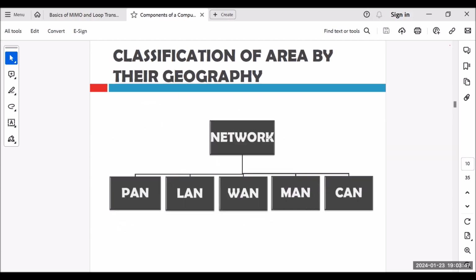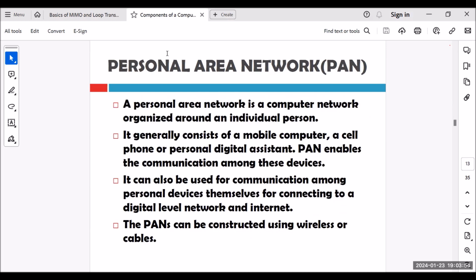Next is the PAN. I've talked about LAN and WAN a little while ago, and now I'm going to talk about the PAN. This is something I believe is new to most of you. This is the personal area network. A personal area network is a computer network that is organized around an individual person. It generally consists of a mobile computer, a cell phone, a PDA. PAN enables the communication among these devices. It can also be used for communicating among personal devices themselves, for connecting to a digital level network and the internet.